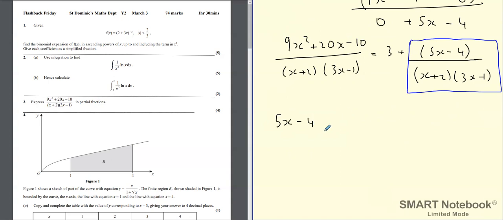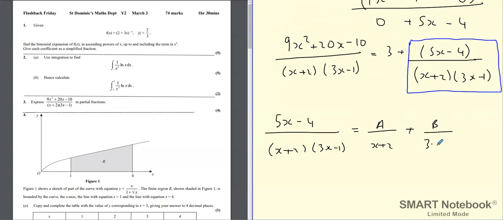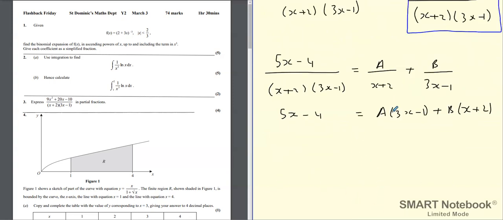5x minus 4 over x plus 2, 3x minus 1 can be written as A over x plus 2 plus B over 3x minus 1. Cross multiplying and cancelling the denominators out, we get A multiplied by 3x minus 1 in this case, and B by x plus 2. Now from here, one method is to use substitution. That's what I'm going to use.